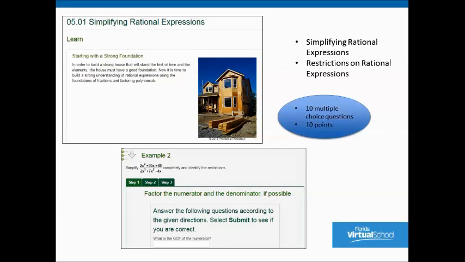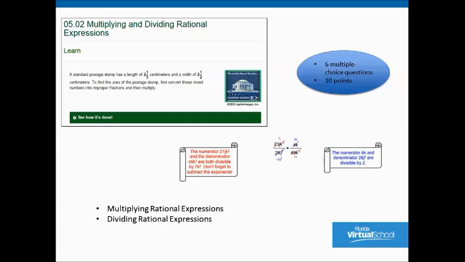501, simplifying rational expressions. They learn about simplifying them and the restrictions on rational expressions because of that denominator. This assessment is 10 multiple choice questions and it is 10 points total. 502, multiplying and dividing rational expressions. Those are the 2 concepts they learn in this lesson. 6 multiple choice questions worth 10 points.